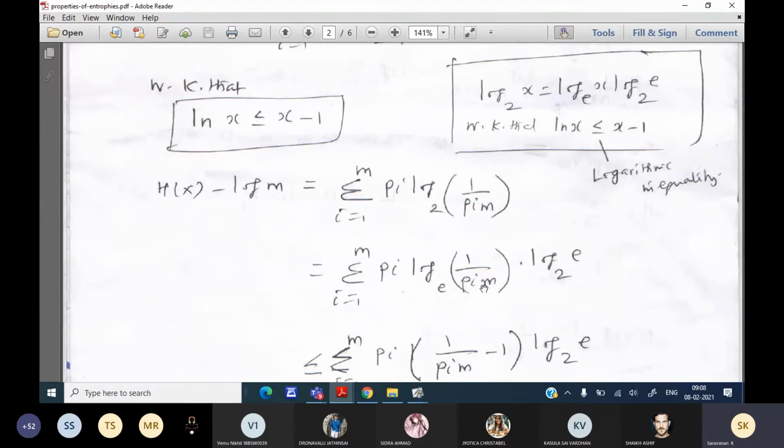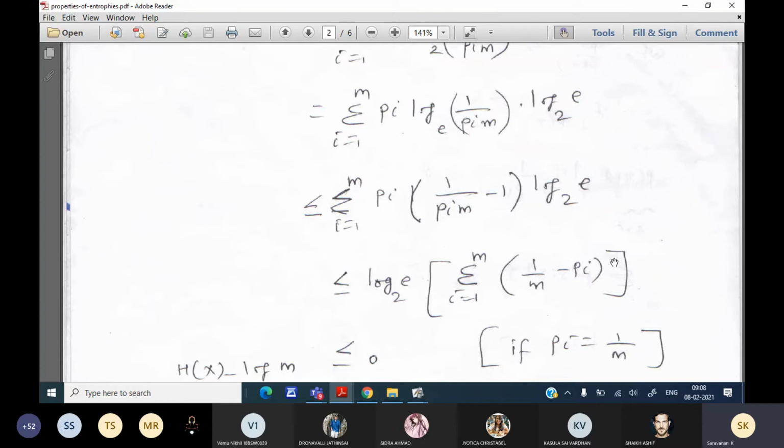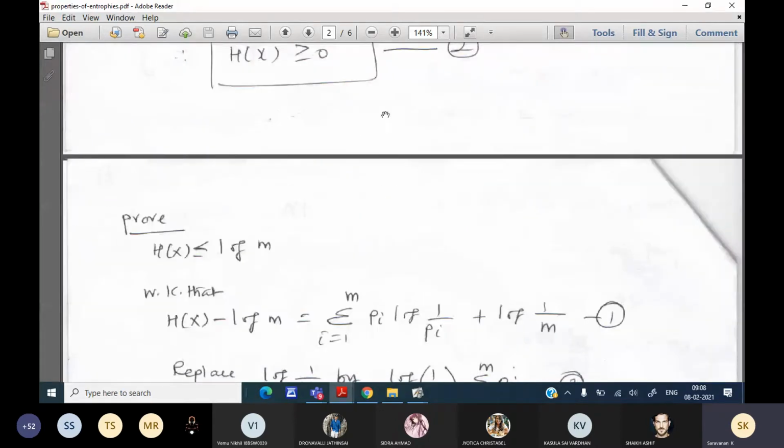What is my x? It is 1 by pi m. So when I do this, I'm getting this expression. Next, I'm going to take log e base 2. First, I'm rearranging that equation and taking this log e base 2 outside of the summation. In the summation term, I have 1 by m minus pi. I think I have already written it here. I'm going to take this to the left hand side, so the right hand side term is nothing but 0. So I am going to prove that.